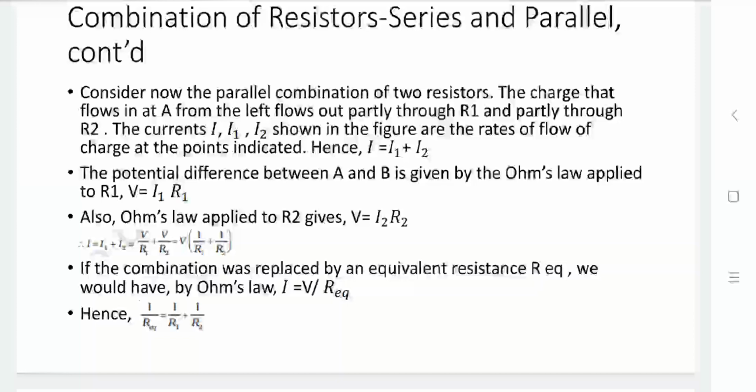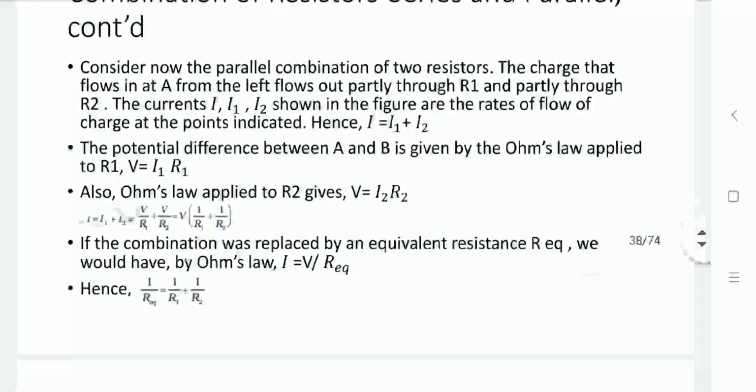Based on Ohm's law, making I1 the subject of the formula, I1 equals V by R1 and I2 equals V by R2. Place the values there. V is common, so that would be 1 by R1 plus 1 by R2. So total I equals V by R equivalent. On both sides V is the same. So my equation arises: 1 upon R equivalent equals 1 upon R1 plus 1 upon R2.